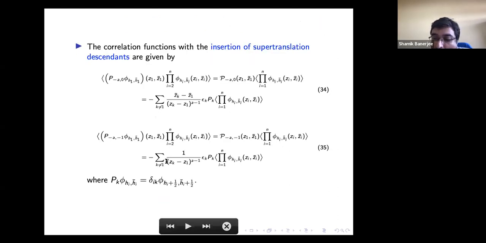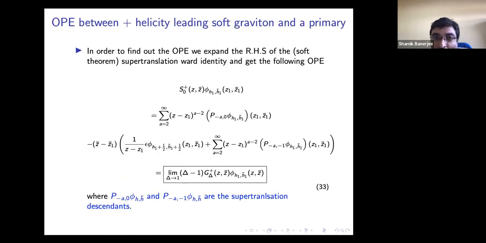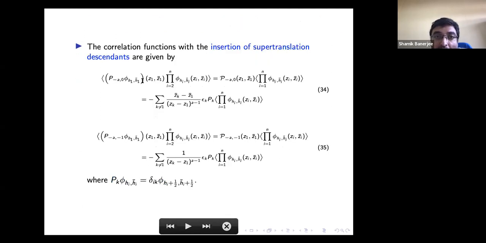Okay, so now I think I can just keep this part. It is the same thing actually. So basically I have these descendants, this P minus A naught phi HH bar and P minus A minus 1 phi HH bar, and I can compute the correlation function of them, and then they have this form. So we know them once we know the correlation function of these phi's without the insertion of this P minus A minus 1 or P minus A comma 0.